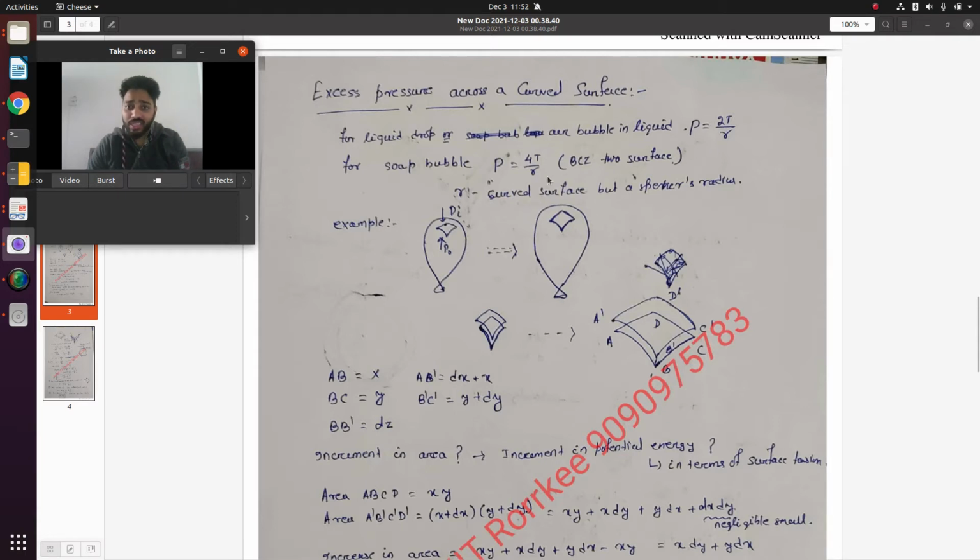Now what is this r? This r is the radius of the sphere. In the two cases we derived before, both the liquid drop as well as the soap bubble, the body is spherical, that is a symmetrical body. But why do we need the derivation of excess pressure for a curved surface?